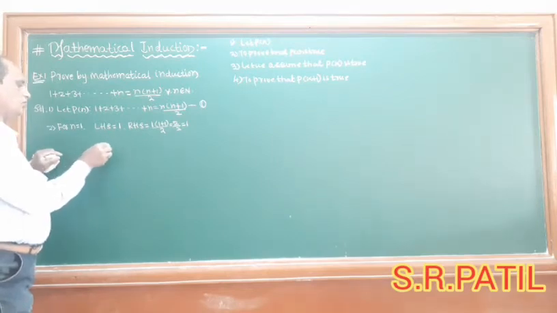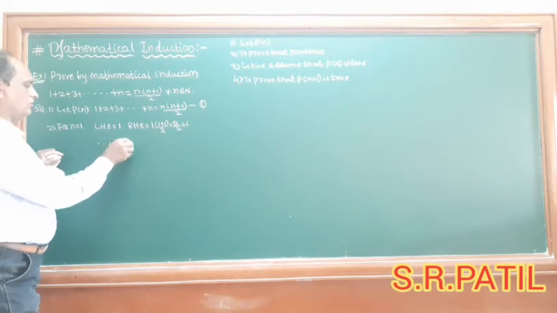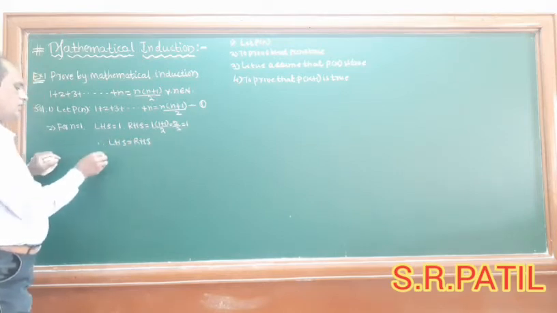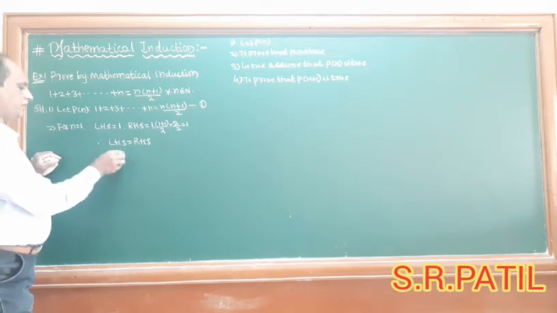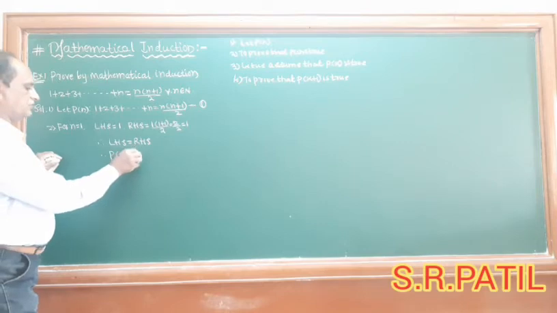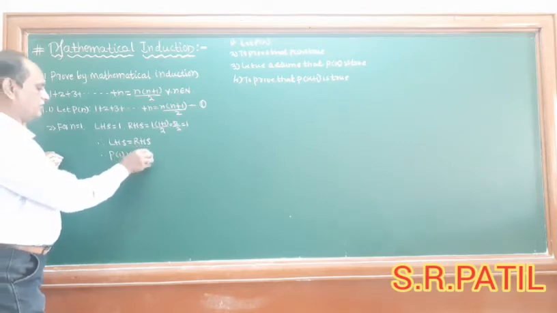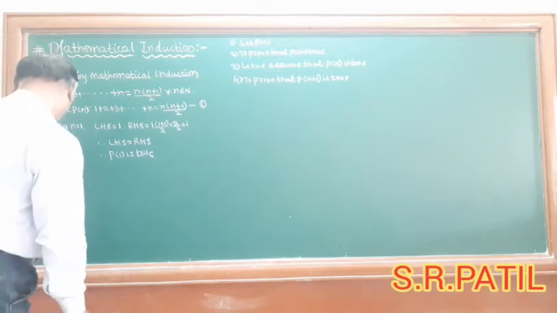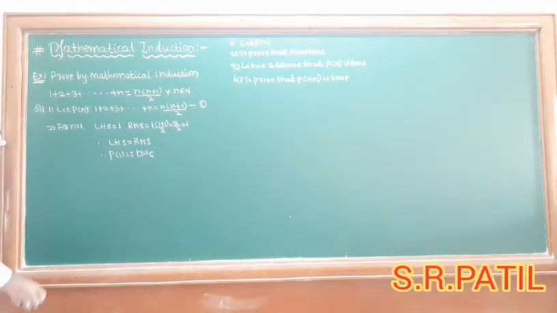Therefore, the conclusion is that LHS is equal to RHS, and therefore P of 1 is true. In the second step, we complete it: to prove that P of 1 is true, the second step is complete. Then come to the third important step.